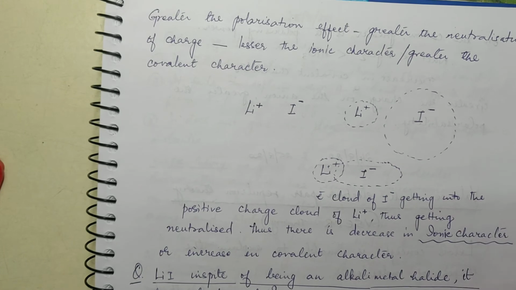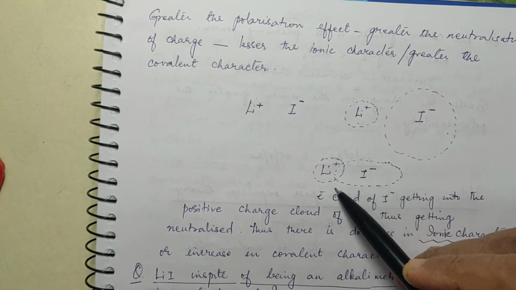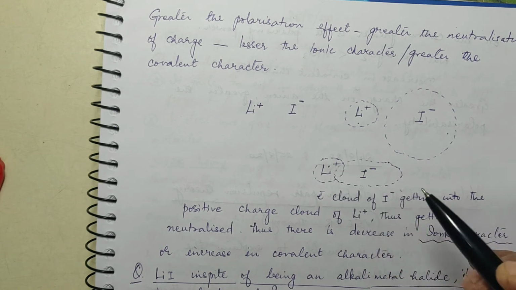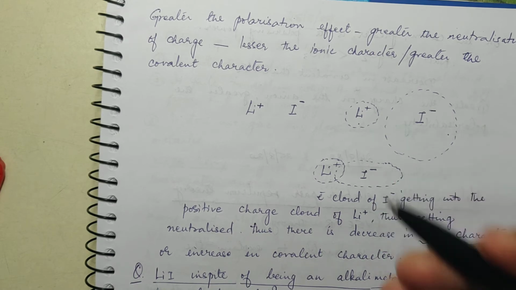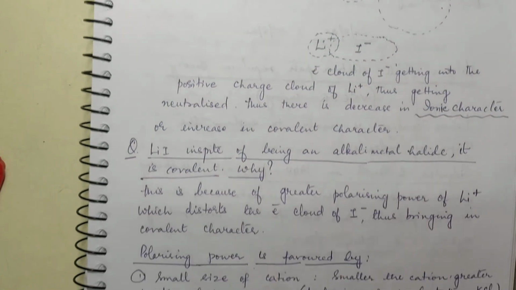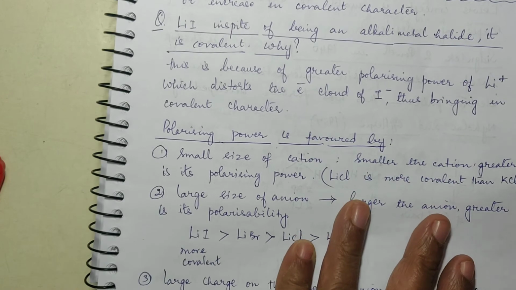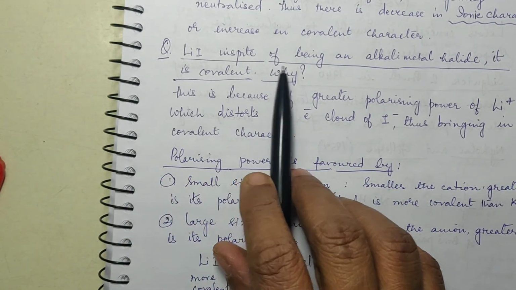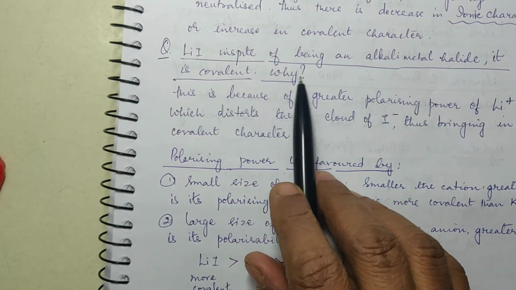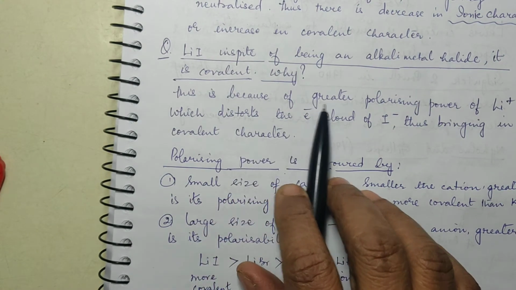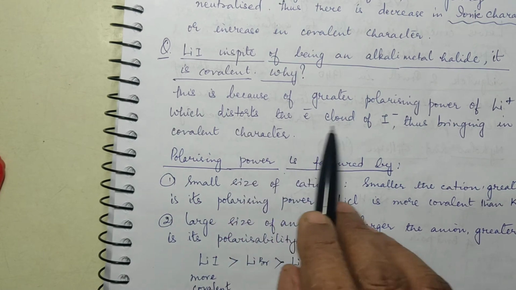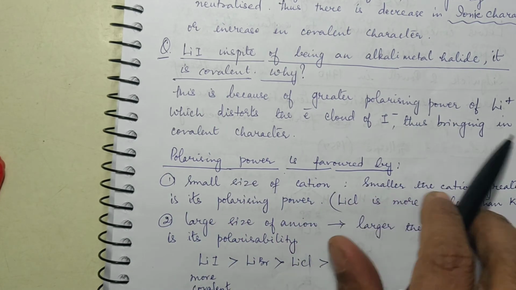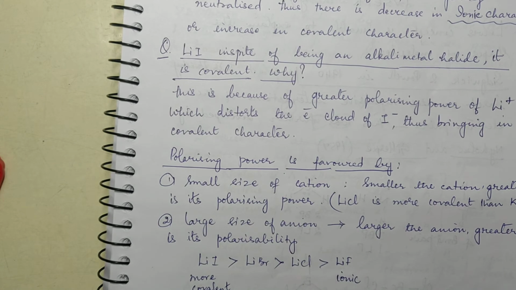See, I have shown the same thing. Li plus and I minus. The electron cloud of I minus is falling into the positive sphere of Li plus, thus getting cancelled. So a small amount of covalent character is introduced. That is why we say LiI, in spite of being an alkali metal halide, is covalent. Why? This is because of the greater polarizing power of Li plus, which distorts the electron cloud of I minus, thus bringing in covalent character.